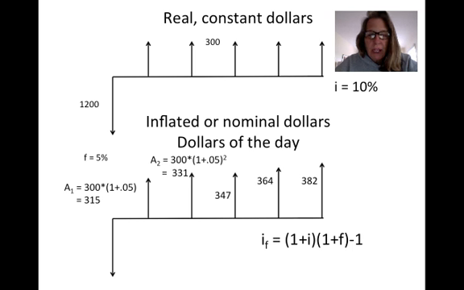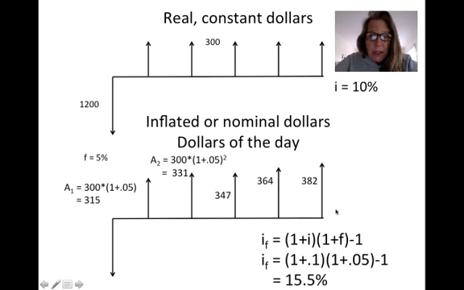Now we want to calculate the interest rate in this inflationary environment, and we're going to use this equation. So we'll take 1 plus the interest rate of 10% times 1 plus the inflation rate of 5%, minus 1. That gives us a discount rate of 15.5%. So that's a nominal or inflated discount rate, where the real interest rate is 10% and the nominal is 15.5%.